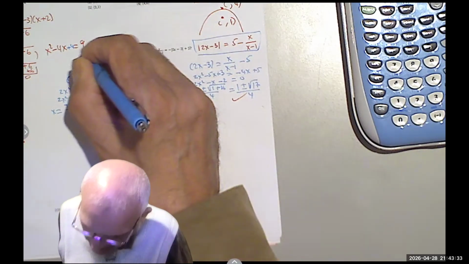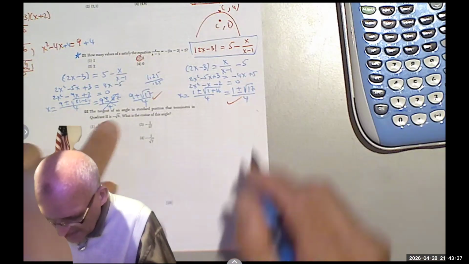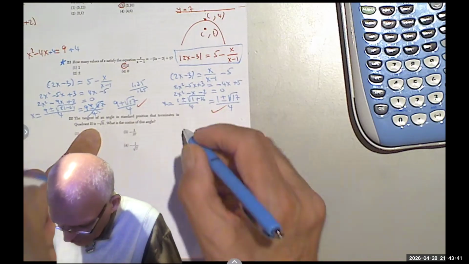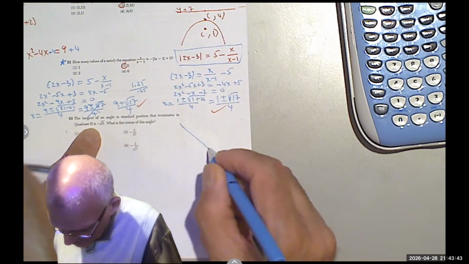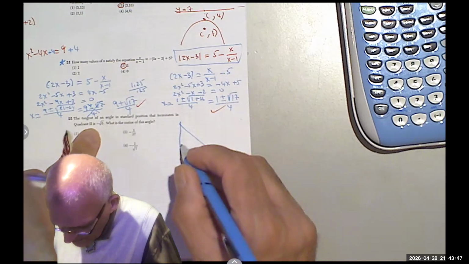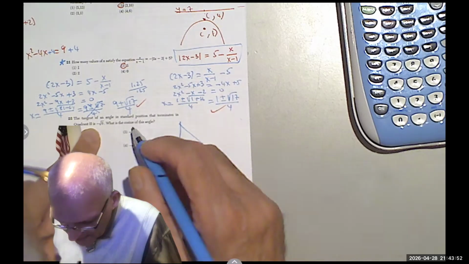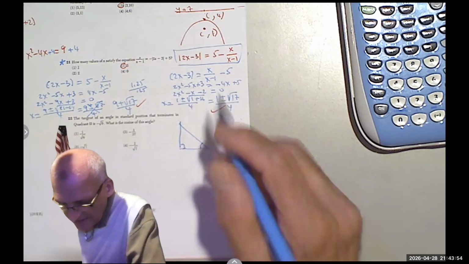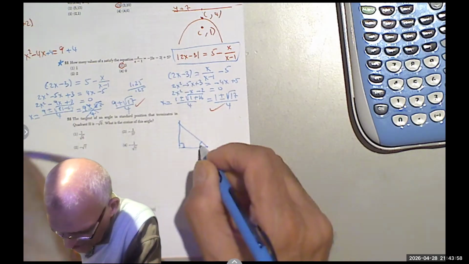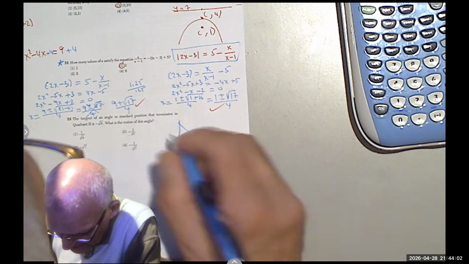This is really a good one. Number 22. The tangent of an angle in standard position that terminates in quadrant 2. So the angle is like that in quadrant 2. So the tangent of this angle, let's call it theta, is negative root 6.